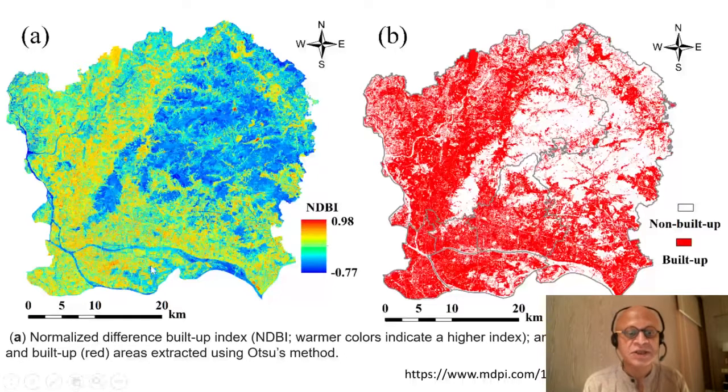So this is a normalized difference built up index, and this is just identifying binarily built up and non-built up areas. So you can see the correspondence here between low NDBI and the non-built up areas, high NDBI and built up areas, which is what you would expect. What is the point of this?